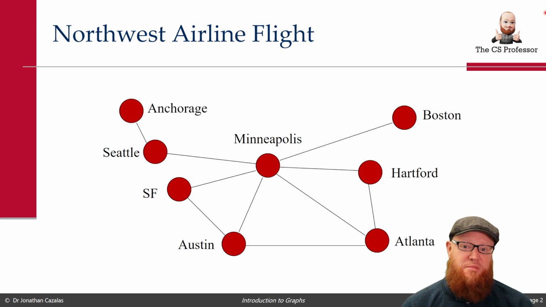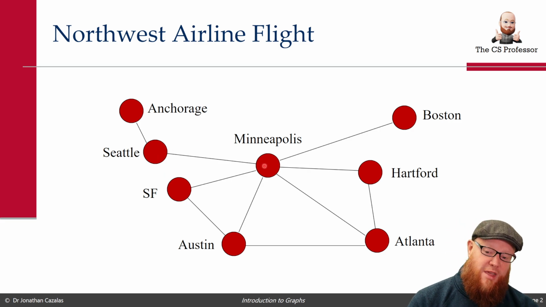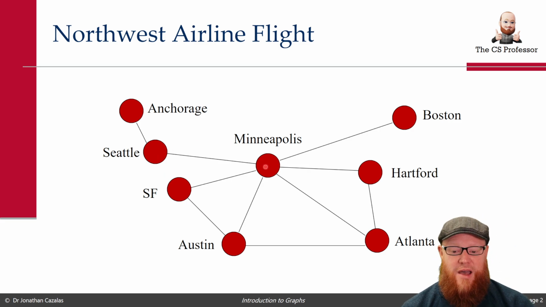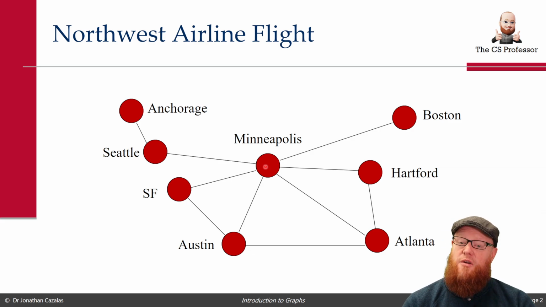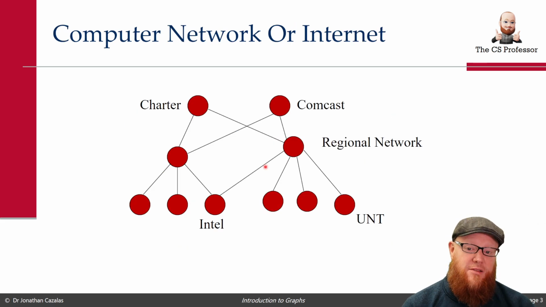Here's a graph of some make-believe airline called Northwest Airline and their flights, showing that Boston, shockingly, doesn't fly into Atlanta, one of the largest hubs, but Atlanta flies to Austin, Austin flies to San Francisco, somehow doesn't fly to Seattle, but Seattle, they can fly to Anchorage, Alaska, or to Minneapolis, right? This is a graph showing these vertices, which in this case are cities, and showing the edges or the flights that are connecting those cities.